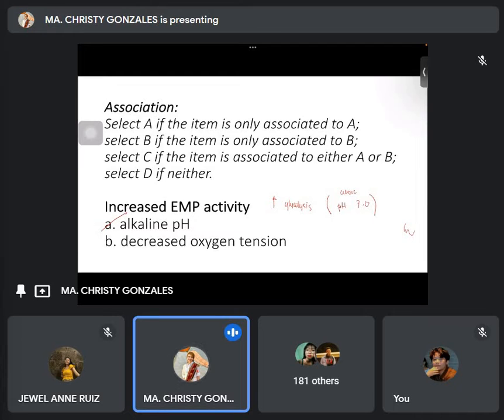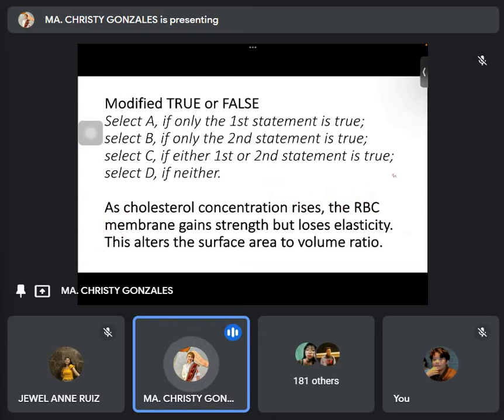Decrease oxygen tension. That's correct, di ba? Kapag bumababa ang oxygen natin, kailangan natin mag-produce ng energy. Bakit? Saan ba kakailanganin ng energy? Kakailanganin mo ang energy para sa metabolism. Okay? Halimbawa, kakailanganin mo siya para sa maintenance ng sodium-potassium pump, calcium-magnesium pump, ma-maintain yung shape. So, that would be also true. So, both of these are associated. Okay po? Okay.